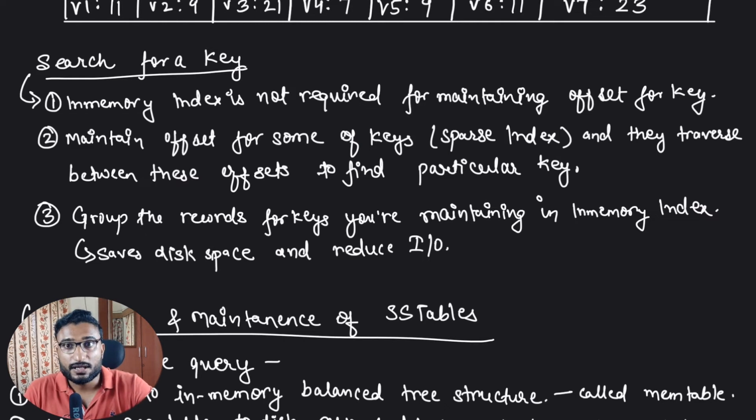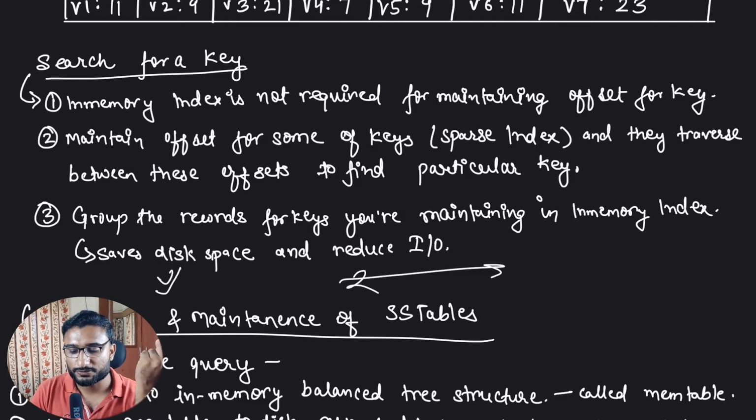Why are we doing this? This gives us two benefits. One is we are saving disk space. Since we are not maintaining all the keys, we are saving disk space, and it will reduce the IO. Why does it reduce the IO? Because the data which you are traversing is less as compared to earlier. In the earlier case you are maintaining all the keys, and in this scenario you are maintaining just a few of the keys.